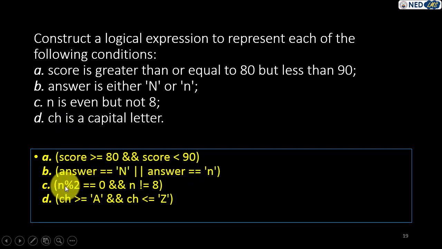N is even, obviously n percentage 2, or n remainder 2 should equal 0. N is not 8, and n is not 8. So but translates to and here.